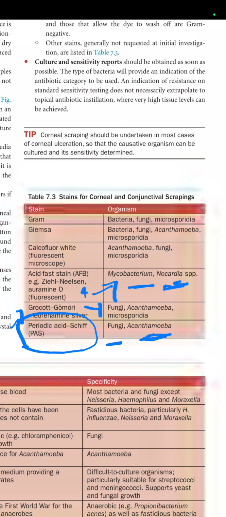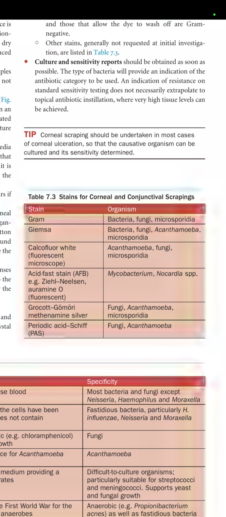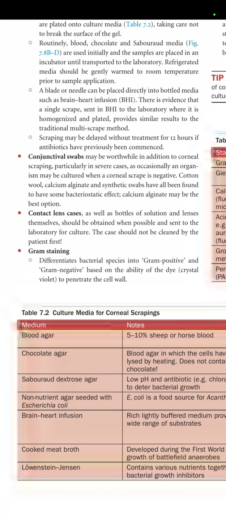Then the periodic acid Schiff is also used for fungi and Acanthamoeba. So I want to highlight the three important stains. That is calcofluor white, PAS, and Giemsa. So these are all to determine fungi and Acanthamoeba. So remember that. Next we are going to the culture media for the corneal scrapings.